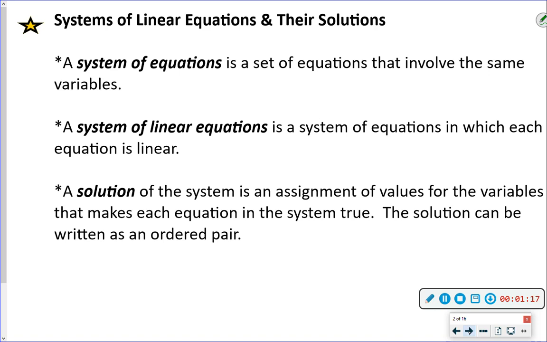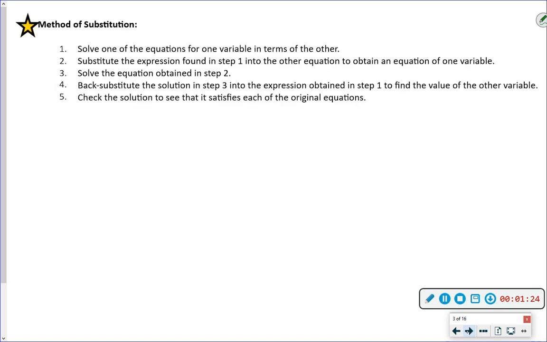Do you have to write it ordered pair style? No, you could put like x equals 5, y equals 2. I usually just write them ordered pair style because it's less to write. That's how I'm going to roll.